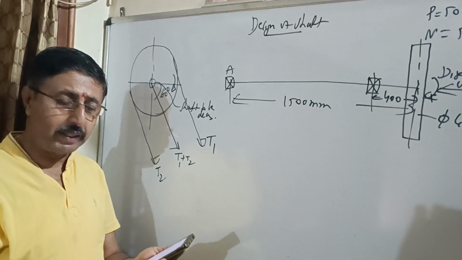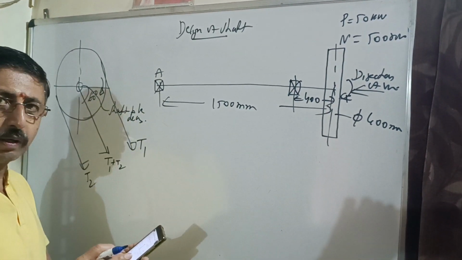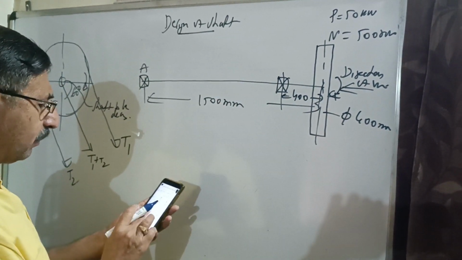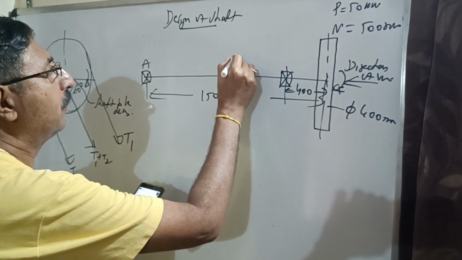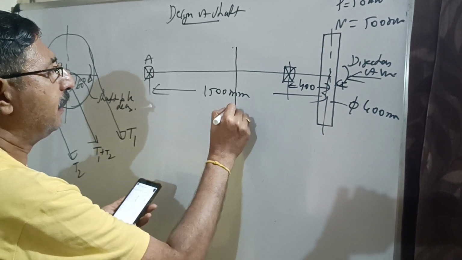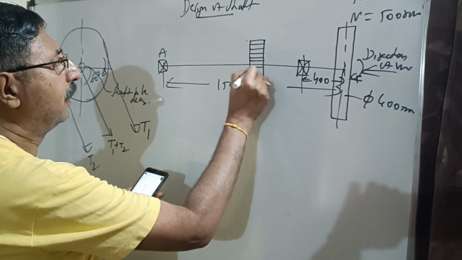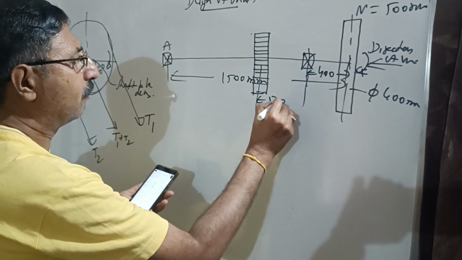That gear is mounted at a distance of 500 millimeter from the right hand bearing, somewhere here. The pitch circle diameter of the gear is 200 millimeter. Now let me show somewhere here, we are having this gear. This is the gear that is mounted at a distance of say 500 millimeter from the right hand bearing.